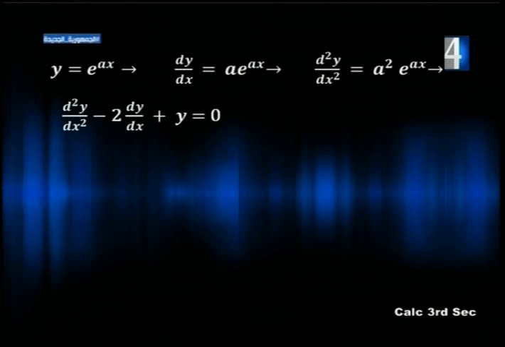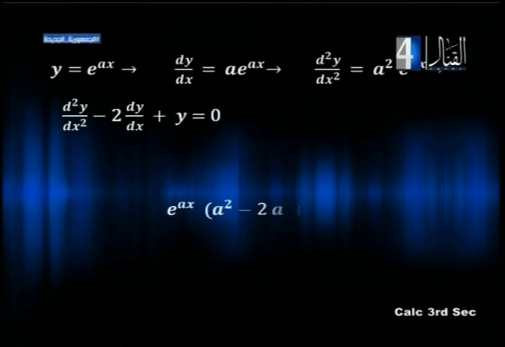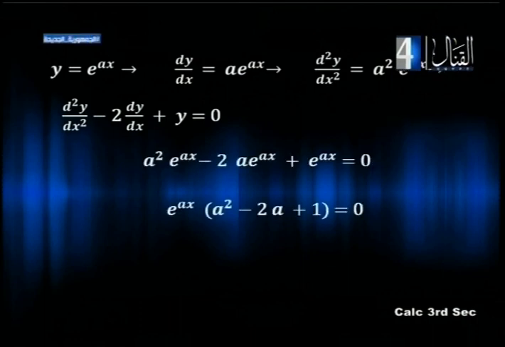Now d2y/dx squared minus 2 dy/dx plus y equals 0. Then a power 2 e power ax minus 2 multiply a e power ax plus e to the power ax equal 0. We can take e to the power ax as a highest common factor. Then e to the power ax multiply between two brackets a power 2 minus 2a plus 1 equals 0.